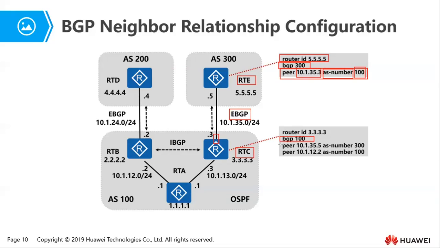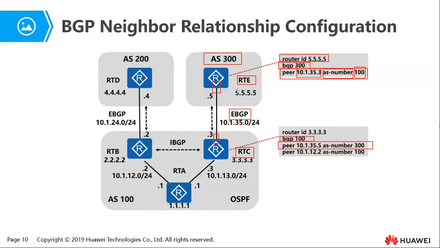So similarly, here, we are establishing an EBGP peer relationship with this particular interface on RTE. So peer 10.1.35.5. So this guy, .5. Then this guy is in AS 300. So that is how you establish an EBGP peer relationship.